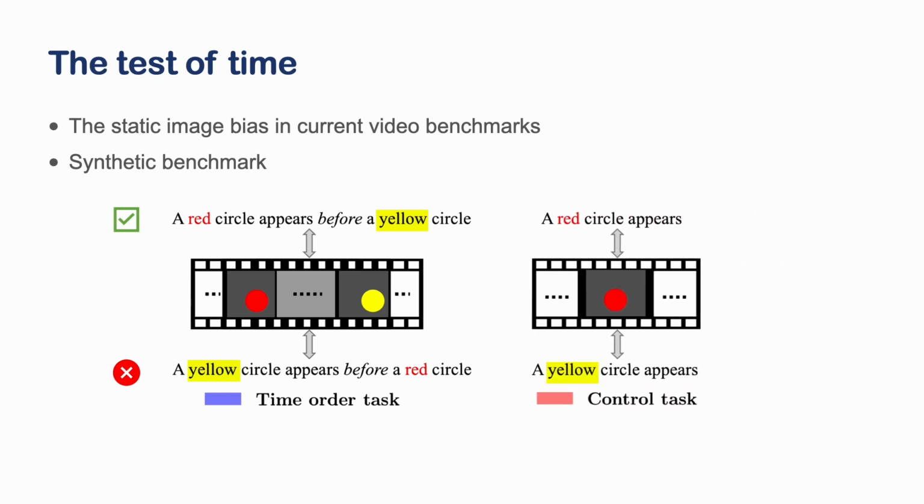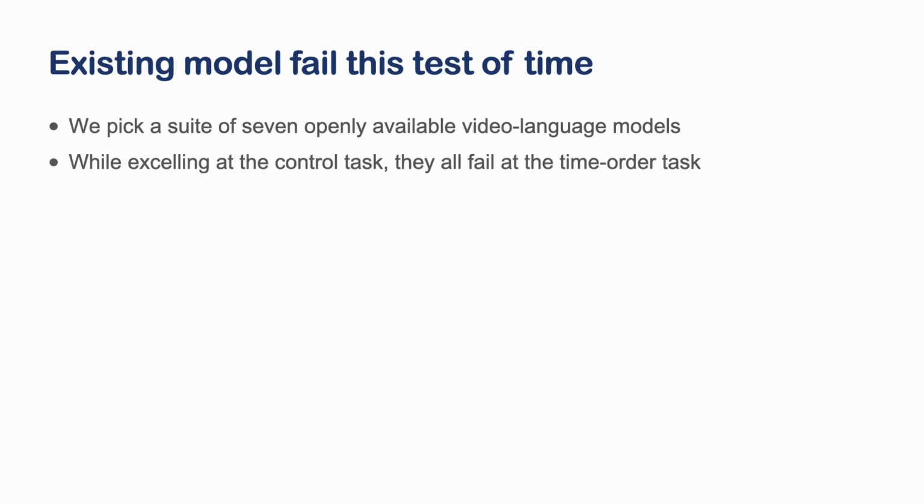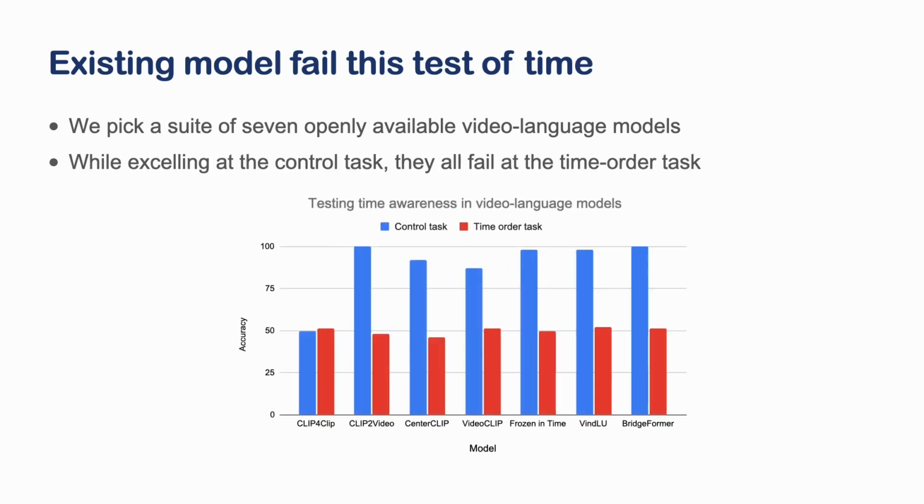To make sure that our synthetic videos are not out of distribution, we also perform a control test where there is only a single event in the video, such as a red circle appears. We pick 7 existing video language models and run this test for them. On the control task, all of them perform very well, as one would expect. However, on the test of time, all of them perform nearly randomly.